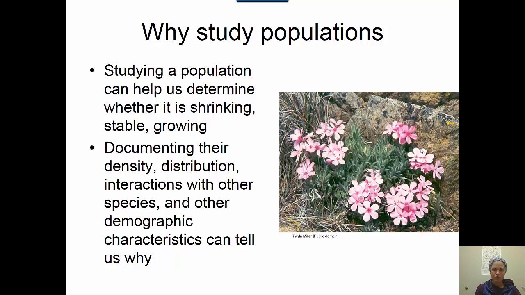Okay, so in summary, these tools of population ecology allow us to determine if a population is shrinking, stable, or growing. It also allows us to try to understand the extrinsic factors that may be causing those dynamics. And population ecology also gives us some tools for looking at the intrinsic factors about the population, the life history strategies that might help us determine why we're seeing the patterns that we're seeing out there.